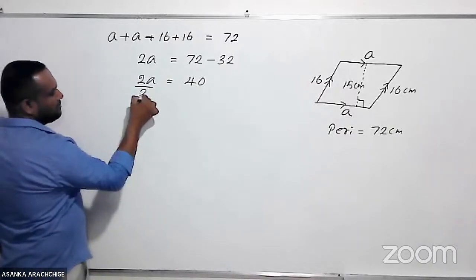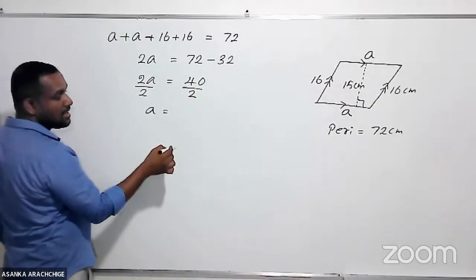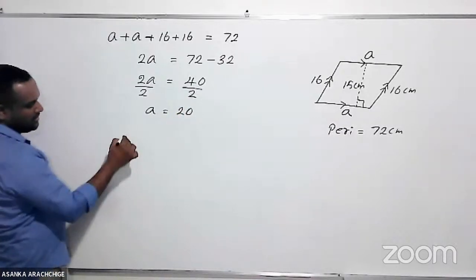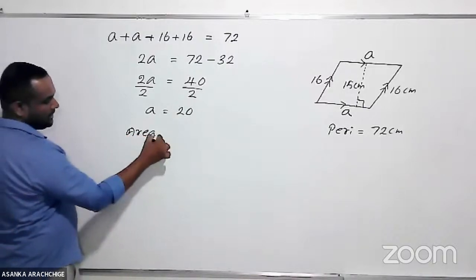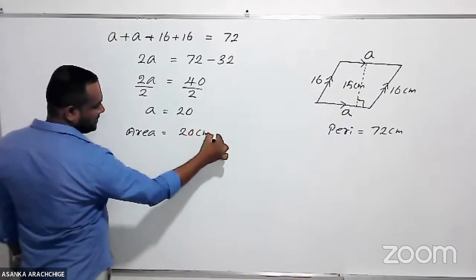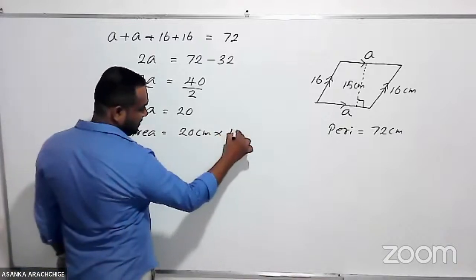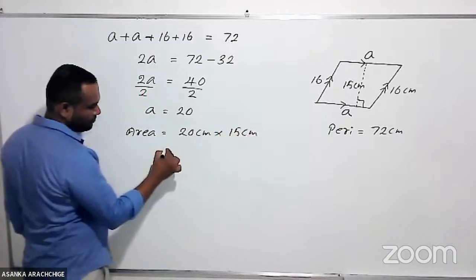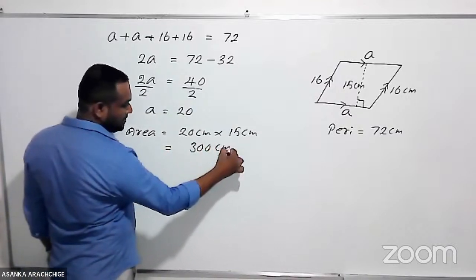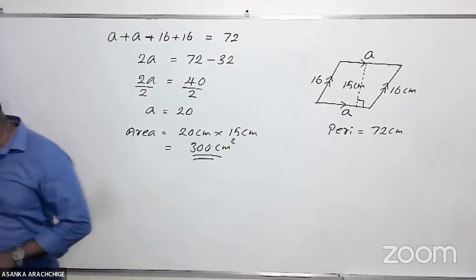Now divide the equation by 2. Then what is the length of A? How much is A? 20. Now you can find the area. Therefore, area equals A times H. A is 20 centimeters, H is 15 centimeters. That equals 300 square centimeters. Very good.